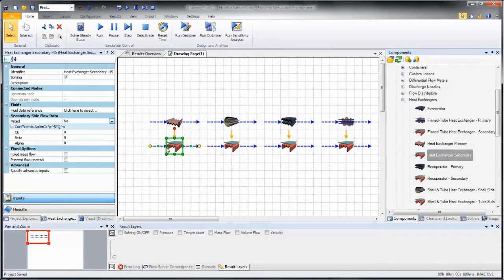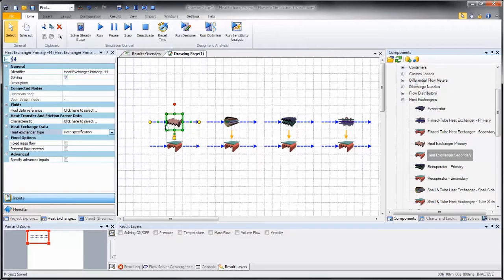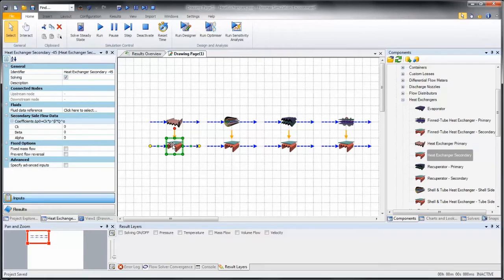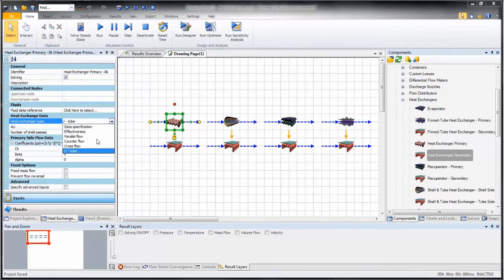For a shell and tube heat exchanger on system level, you can click on Data Specification and then U-tube. Inputs are simply the AU value, number of shell passes, and then pressure flow specification, similar to the general empirical resistance component for both primary and secondary sides. Other selectable types are the crossflow, counterflow, and parallel flow configurations, each requiring only the AU value and pressure drop specification, and then also the effectiveness method specification.